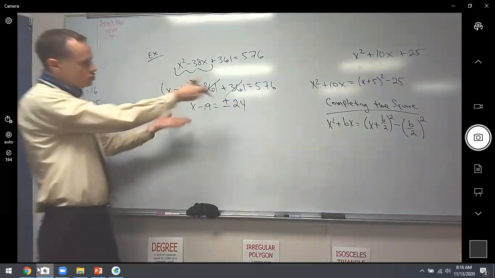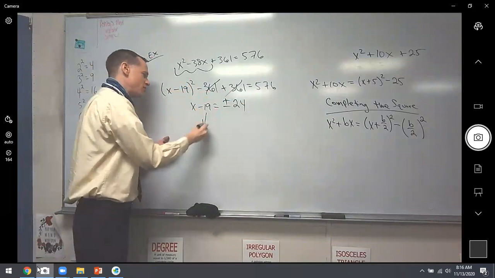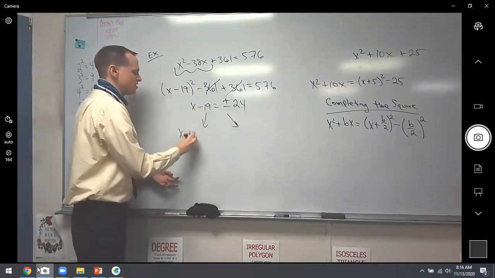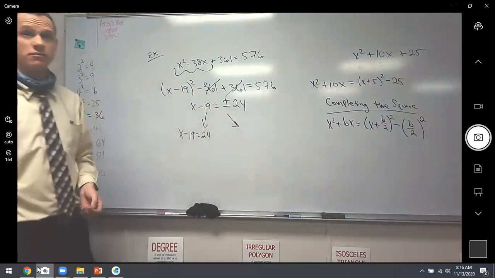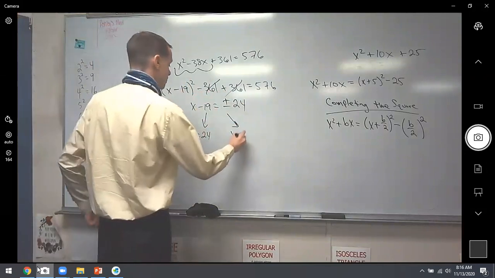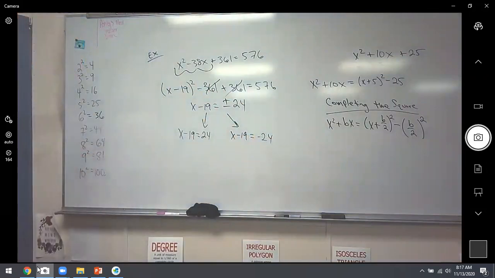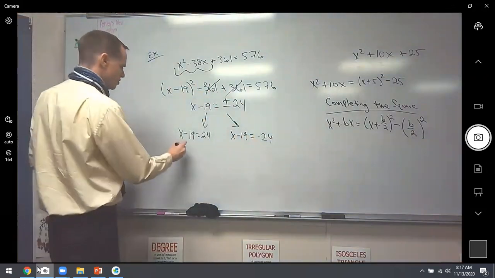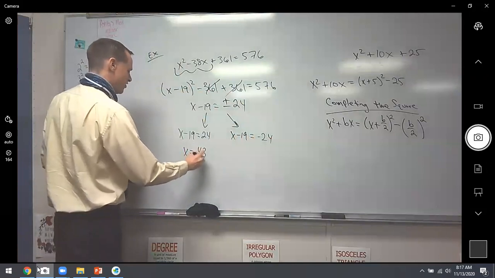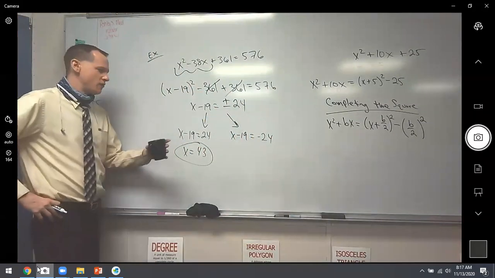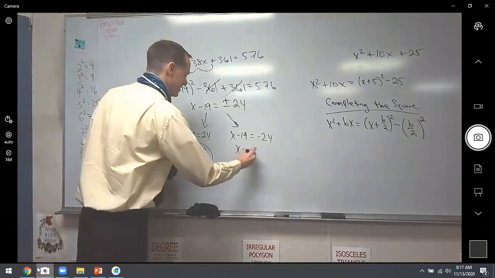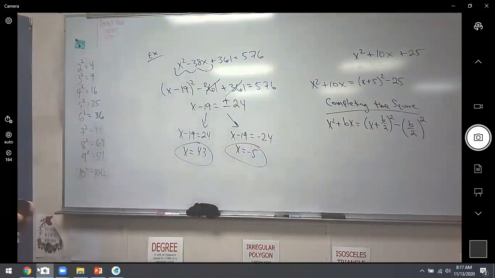And then again, I have two different answers on the right, so I'm going to go down two different paths here. What if x minus 19 is positive 24? And what if x minus 19 is negative 24? In either equation, you'll add 19 to solve it. In this one, 24 plus 19 is 43. And over on this side, negative 24 plus 19 is negative 5. So our two answers are 43 and negative 5, all by completing the square, which is just cute.